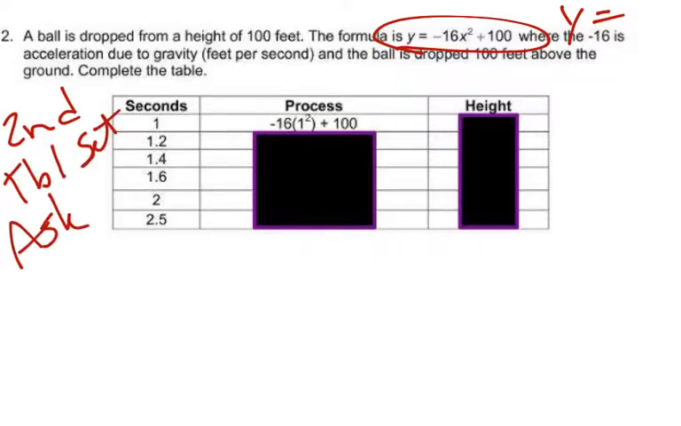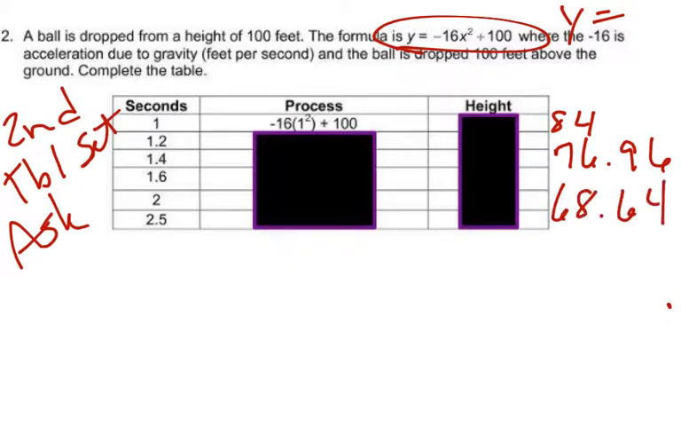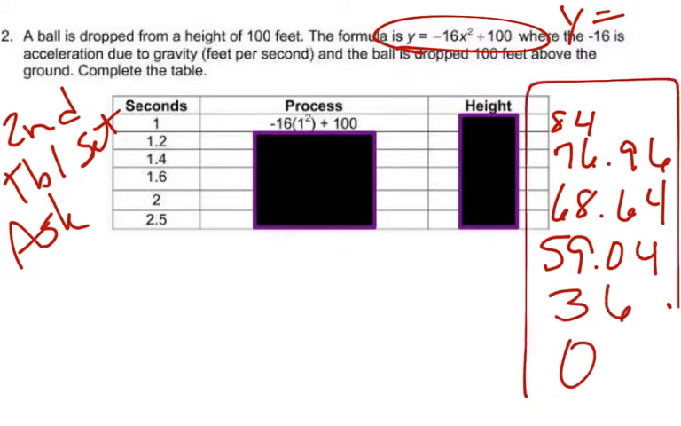So then you would go to your table and punch in a 1 and hit enter, and it would tell you that the answer was 84. Then you would put in 1.2 and it would tell you that it is 76.96. For 1.4 it would be 68.64. For 1.6 it would be 59.04. For 2 it would be 36, and for 2.5 it would be 0. So these are the numbers that you need to put in the height column on your table. They would have come from your calculator. I was just trying to make sure you had the correct data to work with and save a little time.